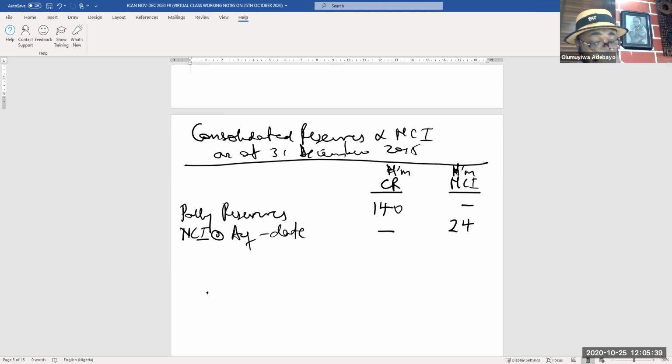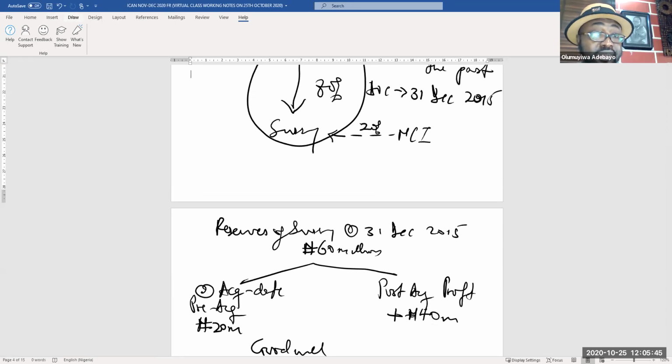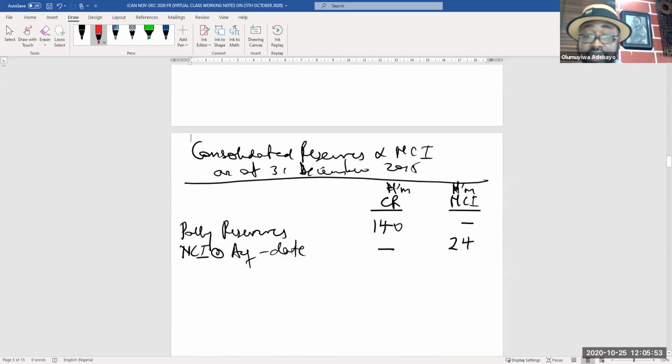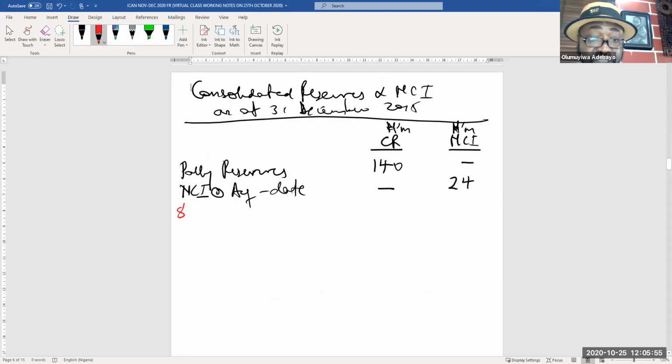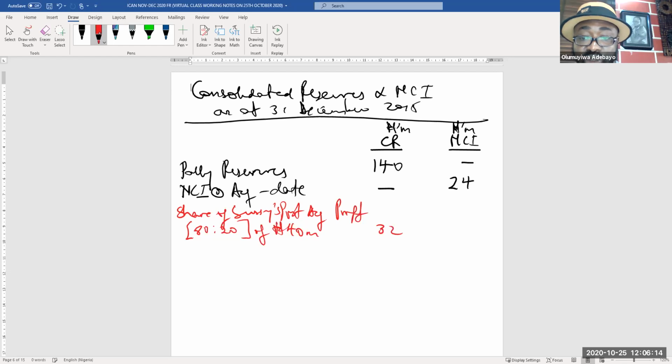Now, NCI and consolidated reserve have something in common. They have to participate in this post-acquisition profit, which we share to them in the ratio 80 to 20. I'll now come here, as part of those adjustments, to the share of Suzy's post-acquisition profit, in ratio 80 to 20, of 40 million. 80% of 40 million is 32. 20% is 8. An addition.